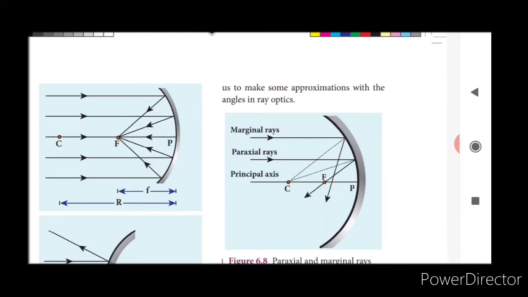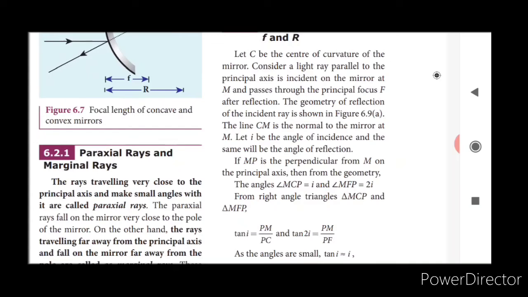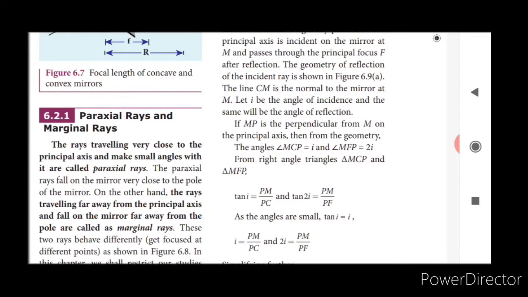What is meant by marginal rays? Rays which are close to the principal axis are called paraxial rays. When they are far away from the principal axis, they are called marginal rays. That's also an important 2 mark question. Paraxial rays are the rays traveling very close to the principal axis and making small angles with it. The rays traveling far away from the principal axis and far from the pole are called marginal rays.